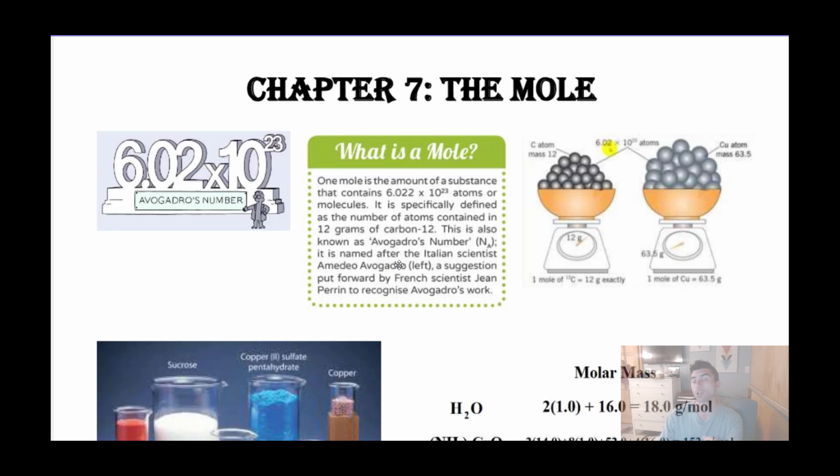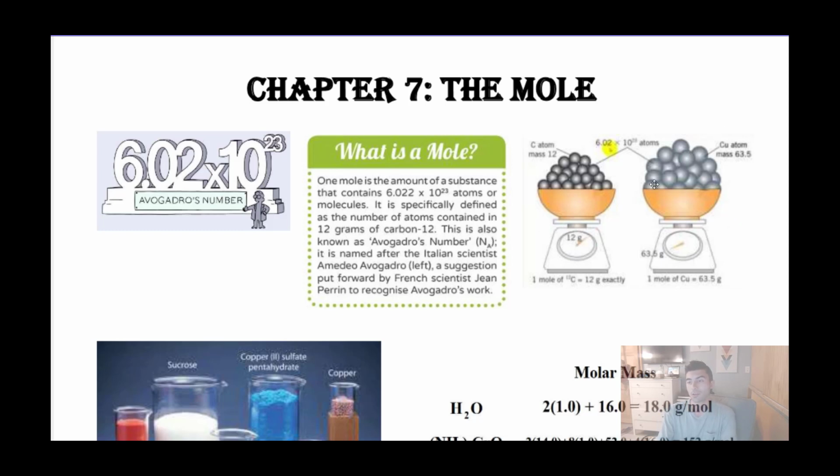Whatever that particle is depends on what the representative particle is for that substance. If it's copper, it's an atom. If it's water, it's a molecule. If it's sodium chloride, it's a unit. But it depends on what the substance is and how the substance is bonded together.